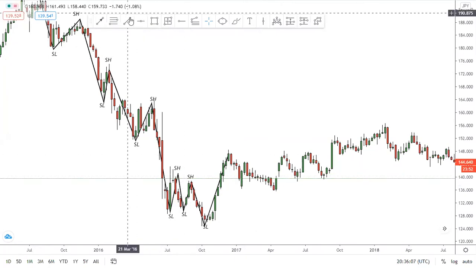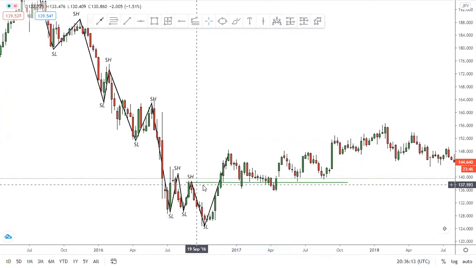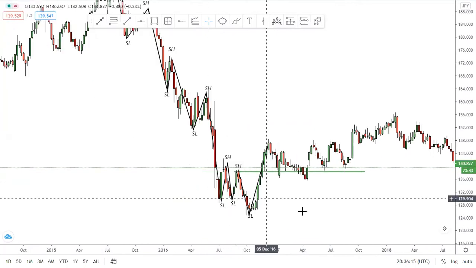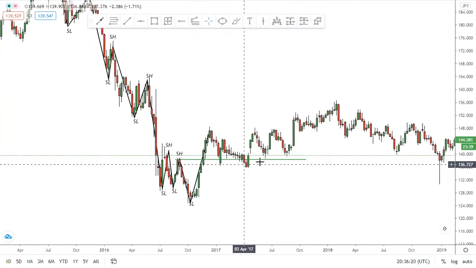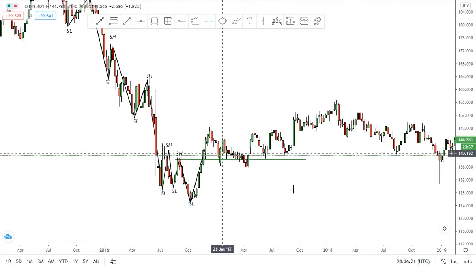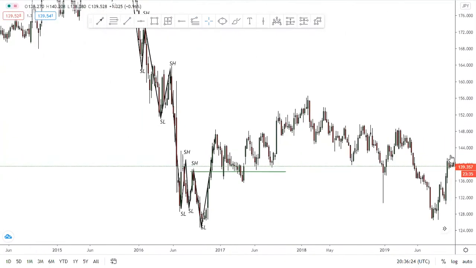This swing high got broken. That swing high got broken. This one. And what happened? Market came to retest. It was not a perfect retest because it went below it a little. It came to retest. And then it went up for how many pips?